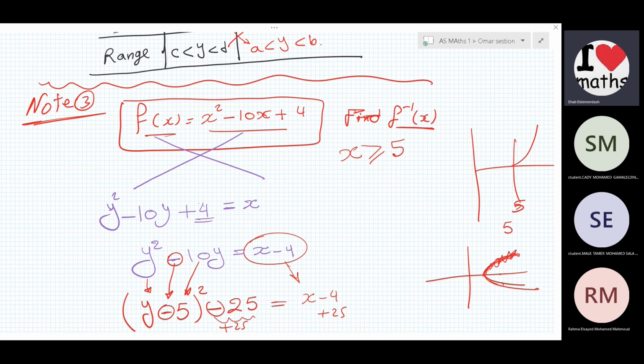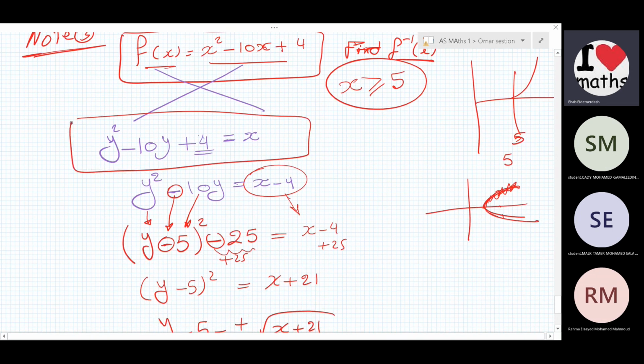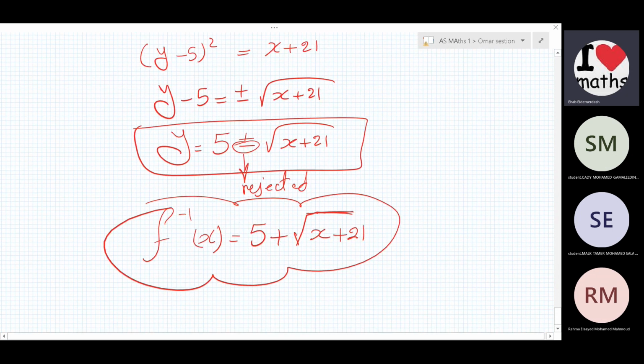So now let's try to go through this track. I get f of x equal x squared minus 10x plus 4, and our x is greater than or equal to 5. So I have the value of x greater than or equal to 5. In this case, I have the function y squared minus 10y plus 4 is equal to x. Then we started completing the square and found the answer. Am I clear on that? I completed the function. Okay, this is everything related to the function.